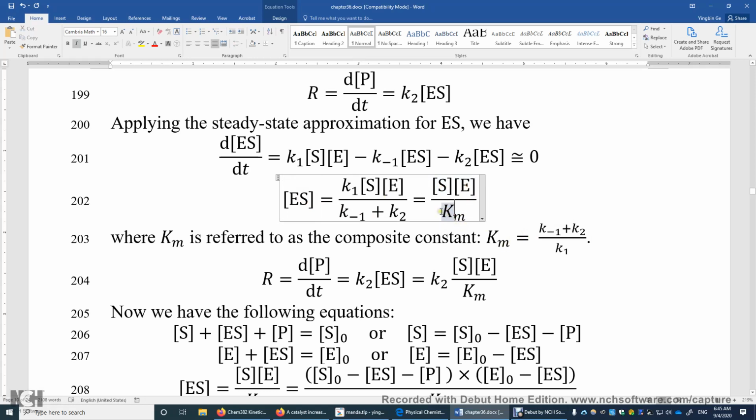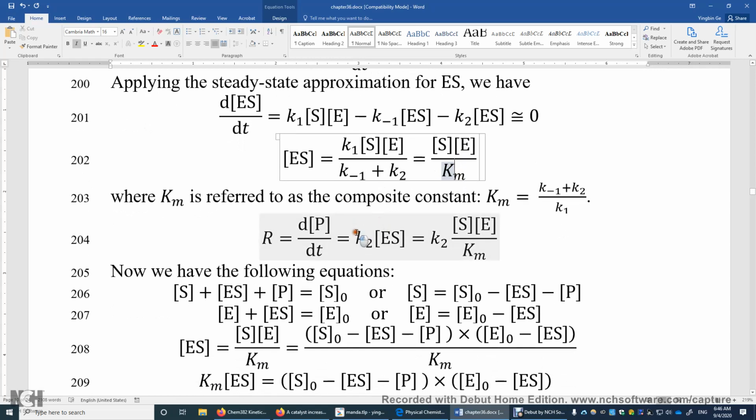Why uppercase K here? Well, it's almost like the equilibrium constant, right? For a reaction from ES to E plus S. So that's the reason. Alright, and then we have this equation. The reaction rate is dP over dt. It's k2 times ES. This is the reaction rate of the third elementary reaction. And ES is simply S times E over this uppercase K sub M. So right here.